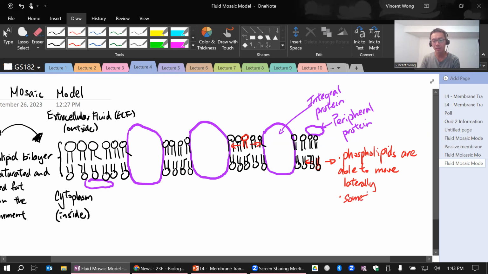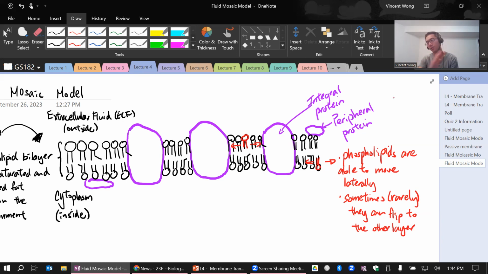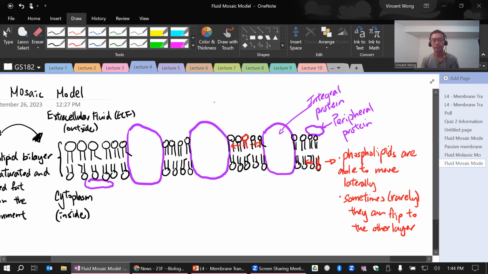Sometimes, rarely, they can flip to the other layer. Like this one, really, really rarely can flip over to the other side. Most of the time, it just stays within its layer. It's just moving sideways. It doesn't really flip. So that's what the fluid means.